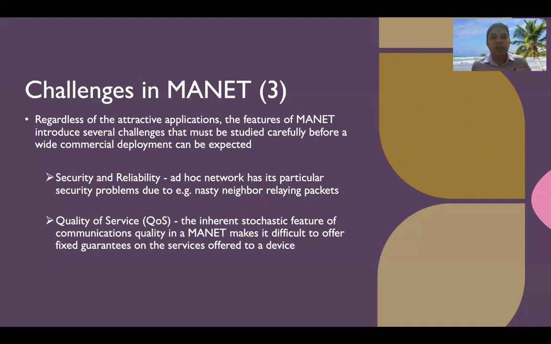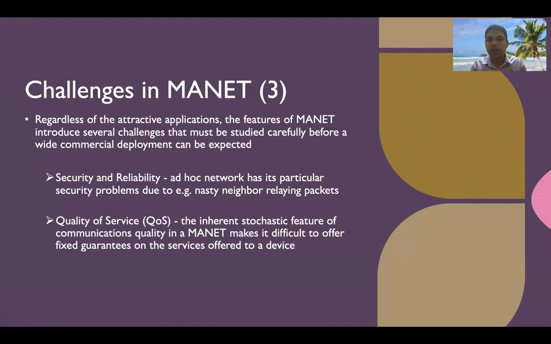What is security and reliability? In an ad hoc network, there are particular security problems because of nasty neighbors relaying packets. So this is a challenge in MANET, and we need to overcome this kind of problem to ensure high security and reliability.